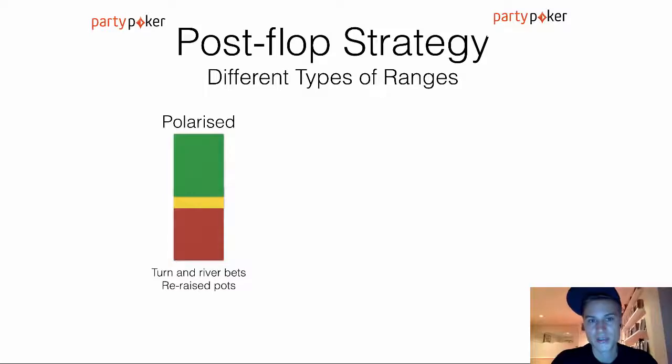There are different types of ranges. One type of range is a polarized range. This means that you're playing hands for value from the top of your range and from the bottom of your range. This is common to have on turn and river bets as well as in re-raised pots, which makes sense. If you have a mediocre hand on the turn, you usually want to go for pot control, so you usually check the turn and then reevaluate on the river. The same thing goes in a re-raised pot. You usually either re-raise for value with a very strong hand, or you do it with a bluff.